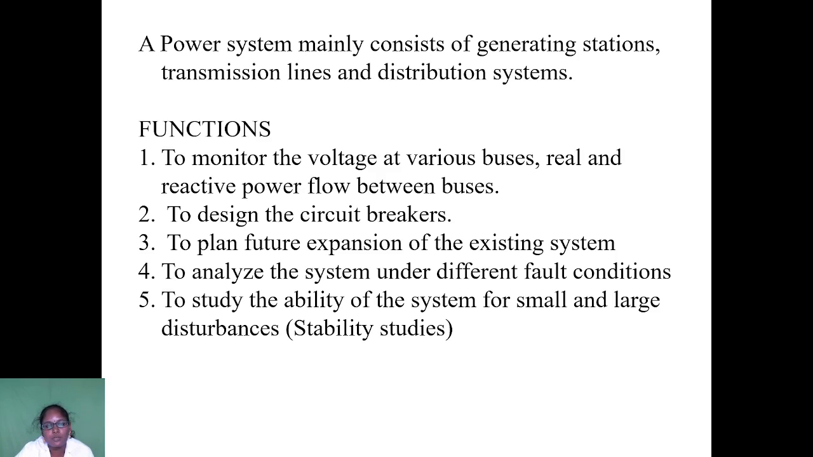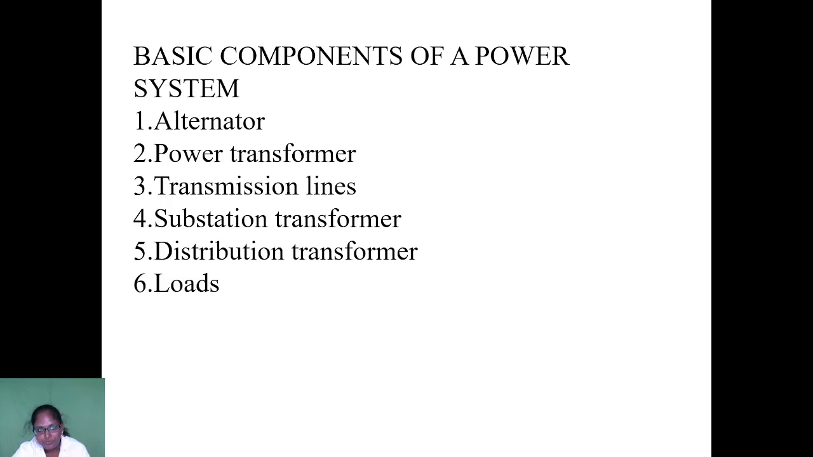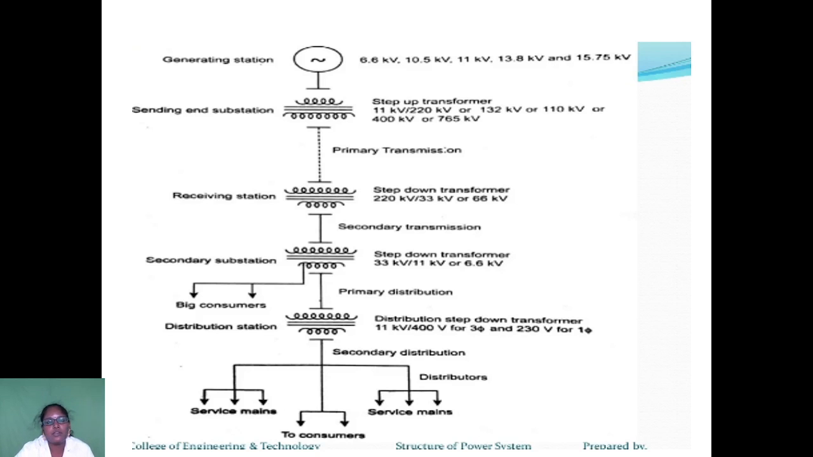Next, we see the structure of the power system and the processes involved in the power system network. There are six components involved in this power system network. First one is the generator, second is the transformer, third is the transmission line, fourth is the substation transformer, fifth is the distribution transformer, and sixth is the loads. These are the components used in the structure of the electric power system to generate, transmit, and distribute the electric power to the consumers. This is the general electrical structure of the power system network.